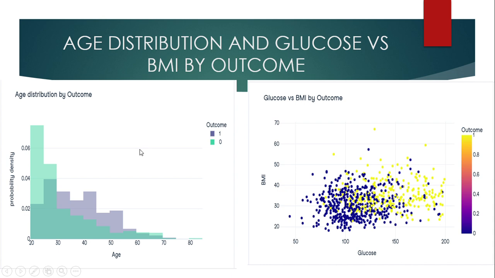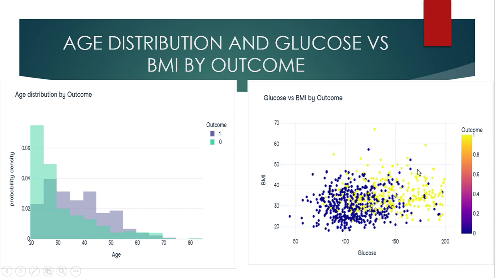This histogram shows the age distribution of patients by diabetes outcome. Most younger patients are non-diabetic, while diabetes prevalence increases with age, especially from 35 years onwards. This supports the model's finding that age is an important risk factor for predicting diabetes.